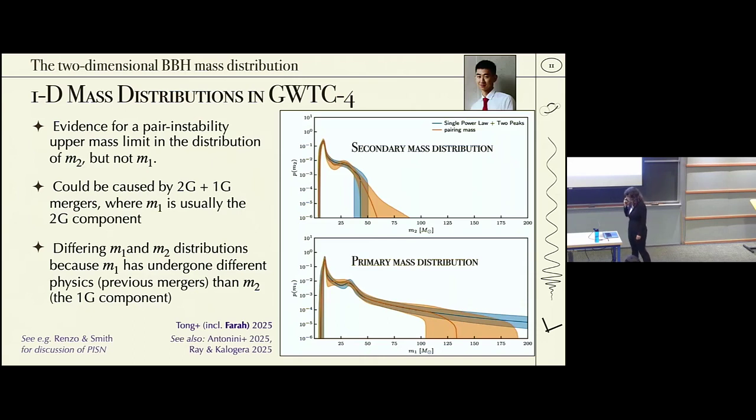So what is the different physics that's making the secondary and primary mass distributions different? What is the primary mass undergoing? What Hui does in his paper is suggest that this could be caused by hierarchical mergers, where the primary mass is usually a 2G component, so it's formed from previous mergers, whereas the secondary mass is almost always the 1G component. And that's different physics between the secondary and primary mass distributions. That's consistent with Antonini et al., who have written two papers about this that look at the mass-dependent spin distribution. So far there are hints that that could be what's going on here.